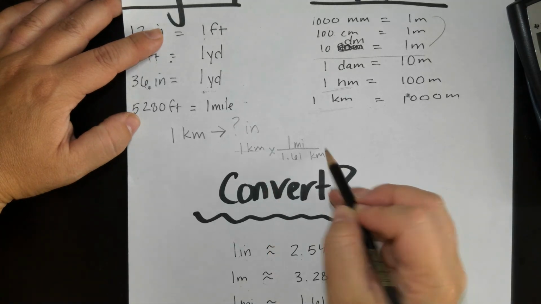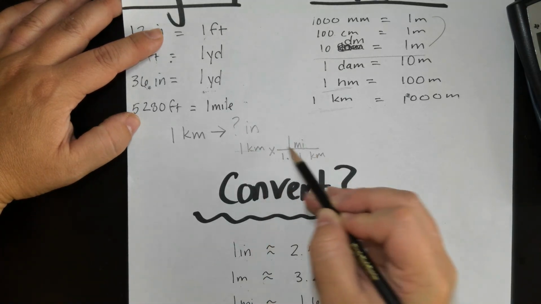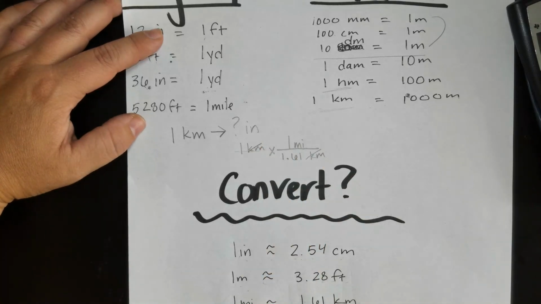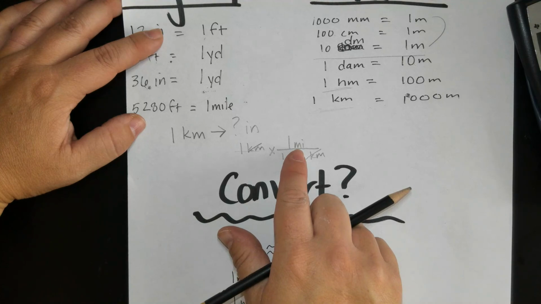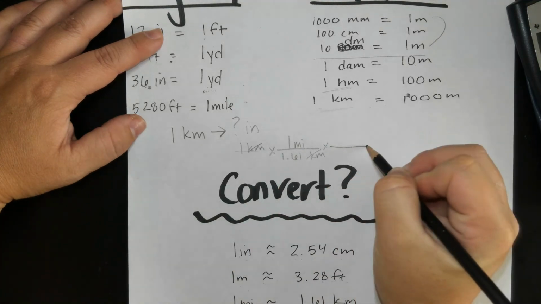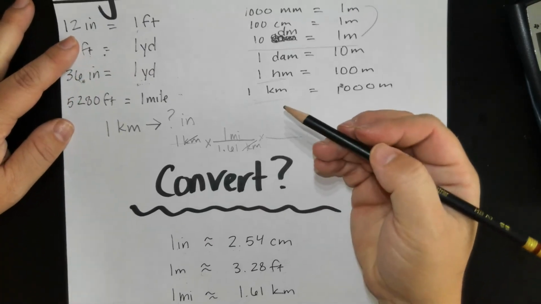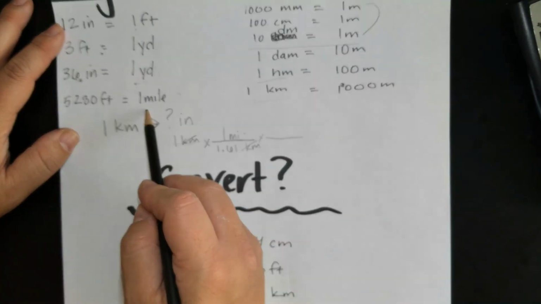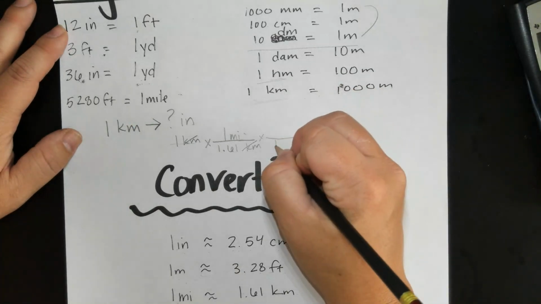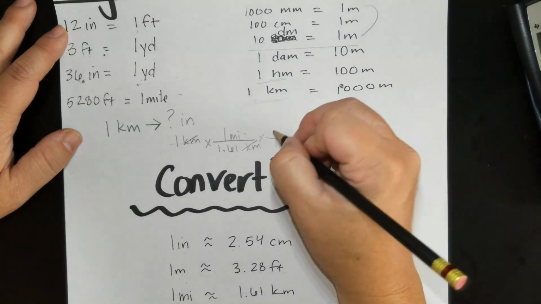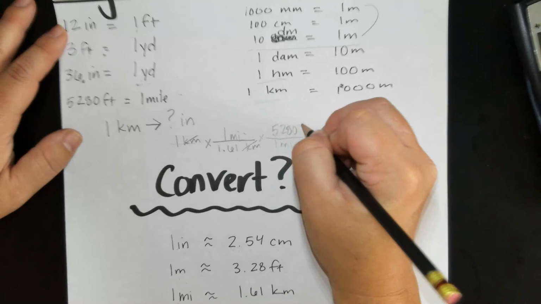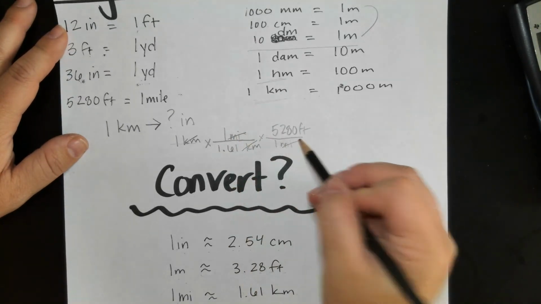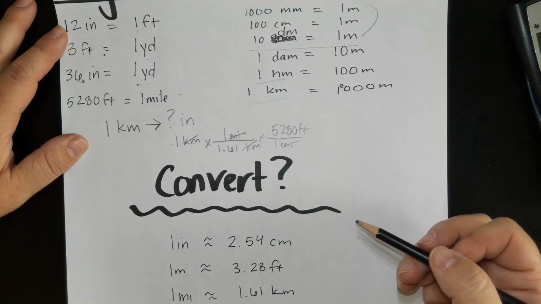Why did I set it up this way? Take a look. Do I have a unit on top and a unit on bottom? Absolutely. Cross them out, okay? I know that I'm going towards what I want to have as my final unit, okay? Mile, let's look at the English system. I know that for every 1 mile, I have 5,280 feet. Okay, mile on top, mile on bottom, they cancel each other out.